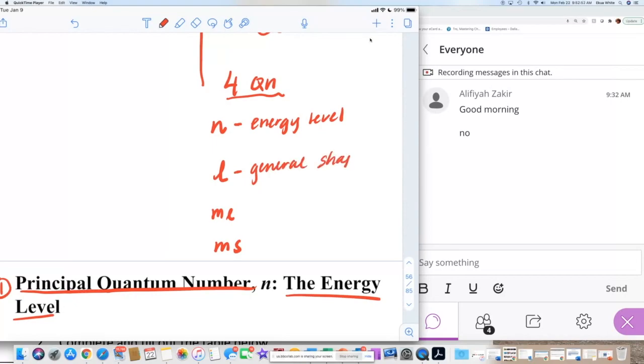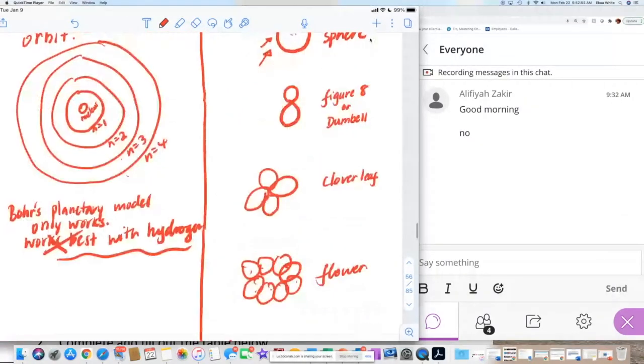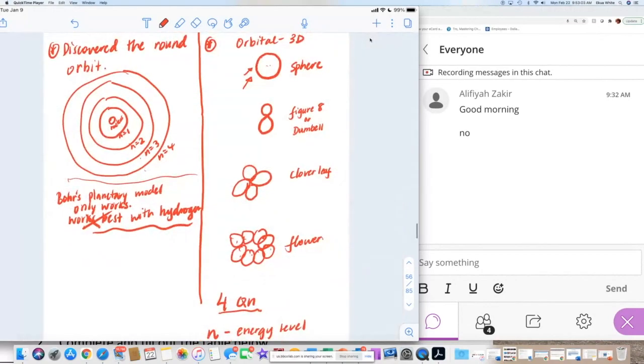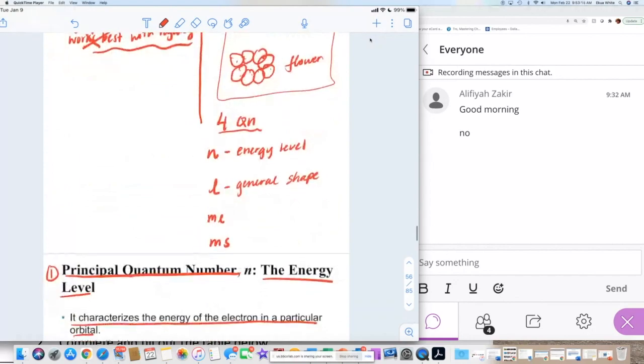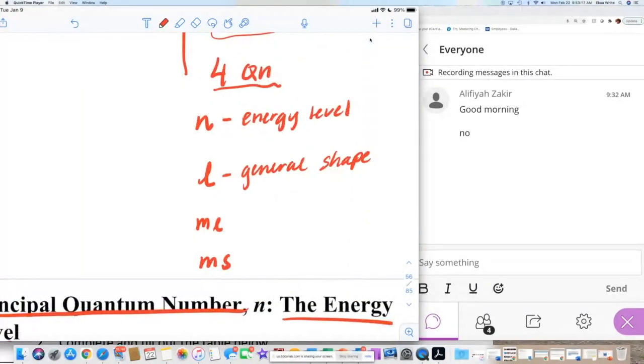General shape. Remember, we saw up here that with Bohr's model, there's really one shape, so you don't have to classify it. His was flat and circular. With the quantum mechanical model, though, there are 4 shapes. Which one is it? Is it a sphere? Is it a figure 8? Is it a clover leaf? Or is it the flower? So L will help us specify that.